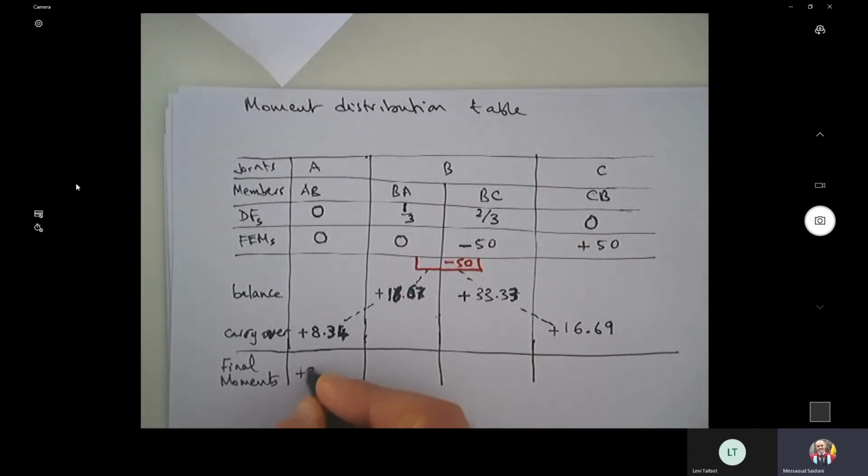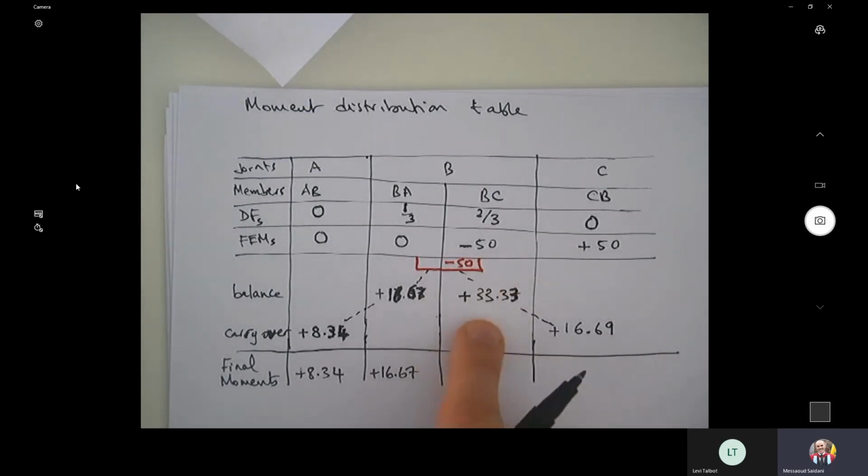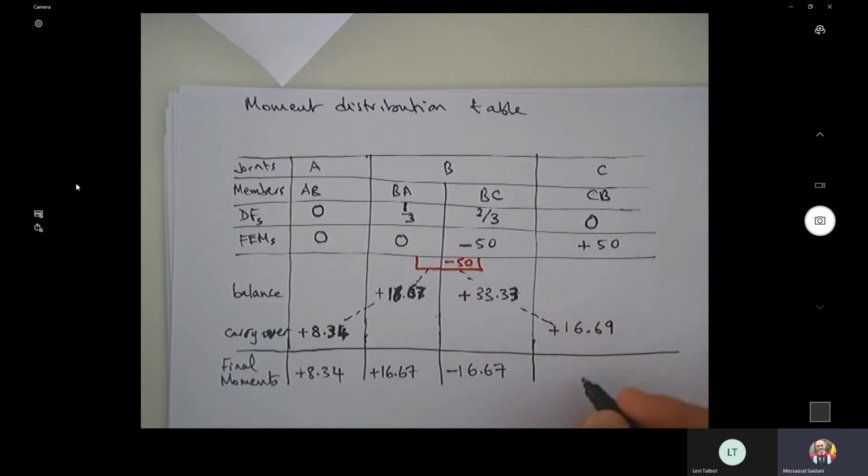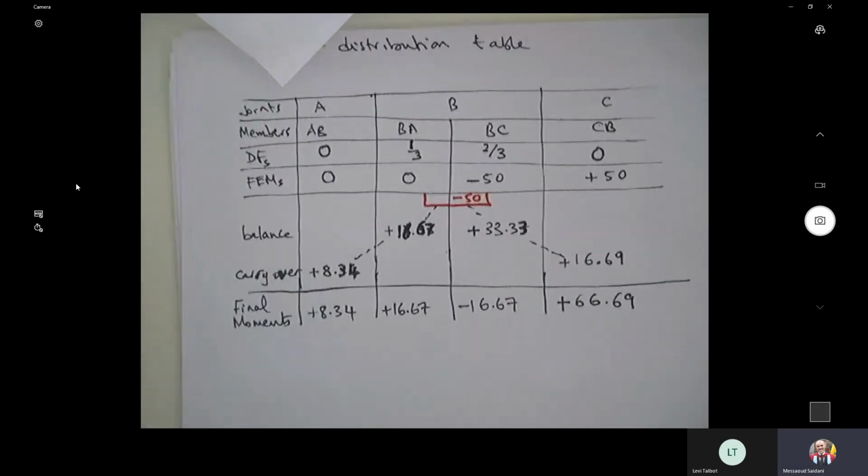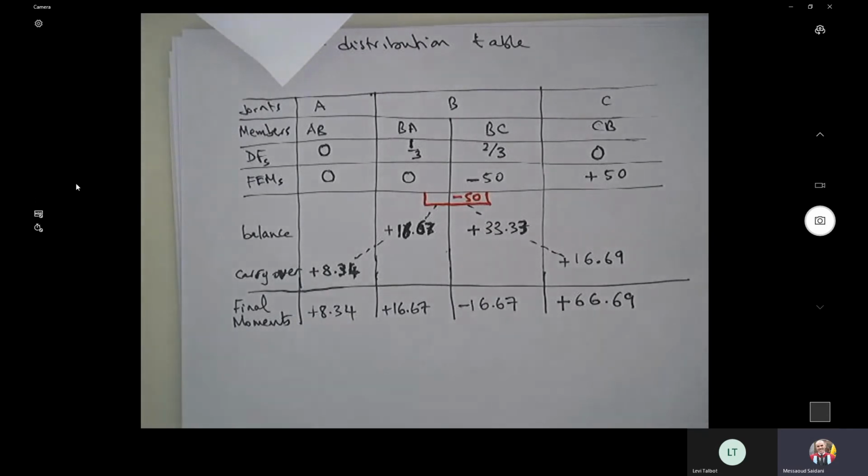We have 18.34. Then we have 16.67. And I believe if you do minus 15 plus 33, you should get minus 16.67. And that is 66.69. And we can see that the joint now, joint B, is now in equilibrium, balanced. Okay?